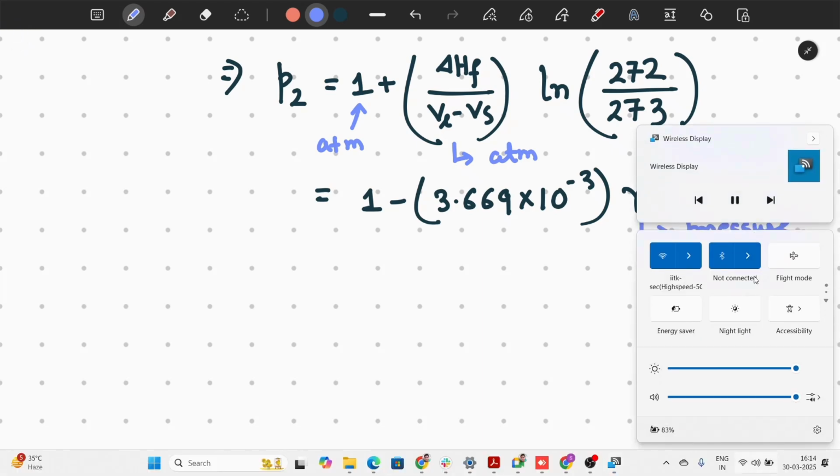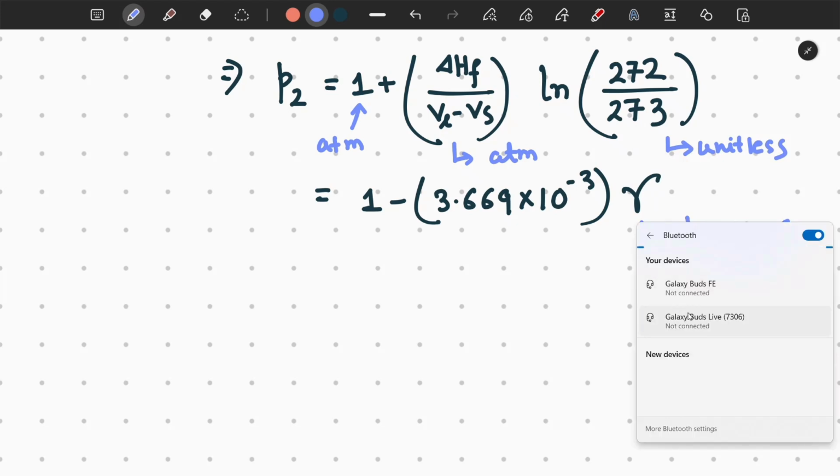This headphone is irritating totally. Change it. I don't know.